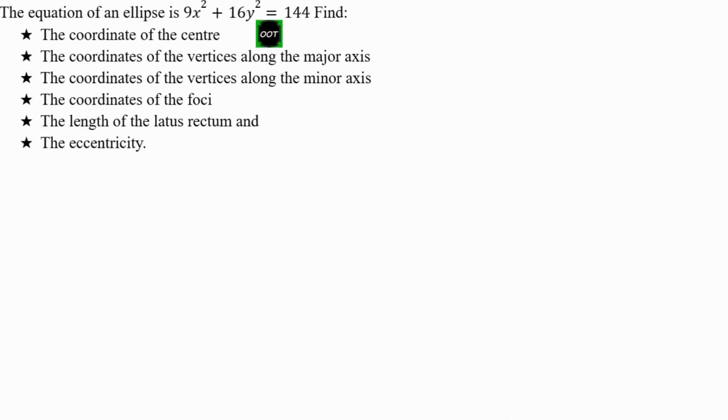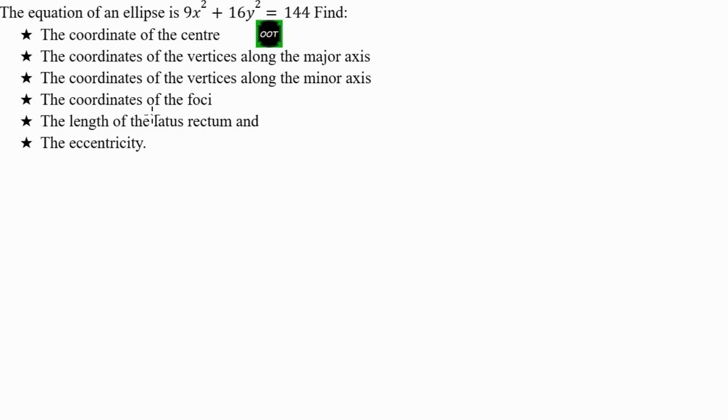Example number 1. The equation of an ellipse is 9x squared plus 16y squared equals 144. Find the coordinate of the center, the coordinate of the vertices along the major axis, coordinate of vertices along the minor axis, the coordinate of the foci, length of latus rectum, and eccentricity.